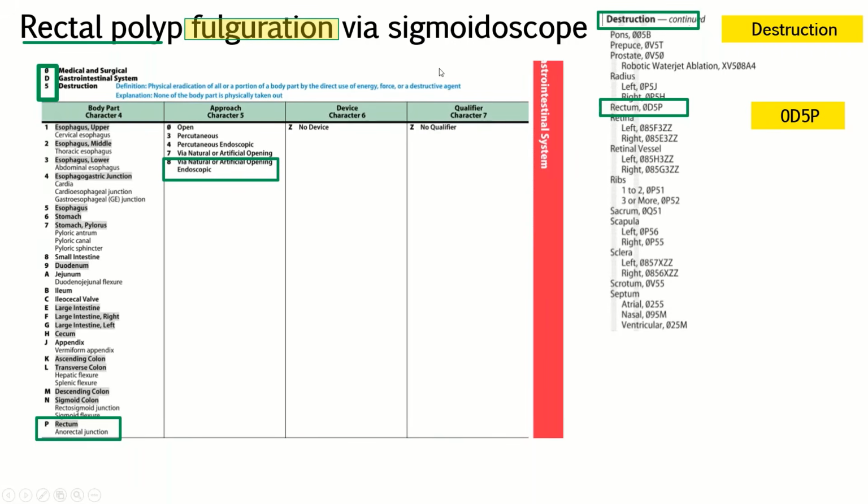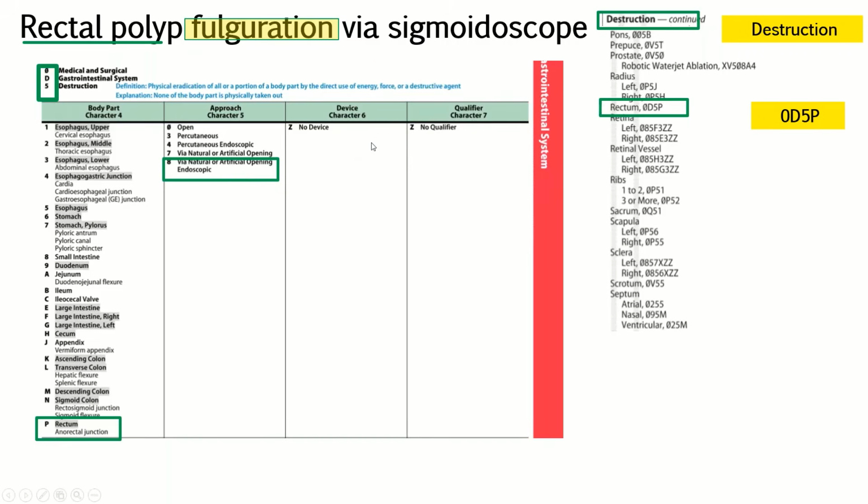Yes, the sigmoidoscope. We can take our knowledge from CPT coding. When we learn to code scopes, we learned the sigmoidoscope is inserted rectally. So if it's inserted rectally, that scope has a purpose. We know what that purpose is. So that is our approach.